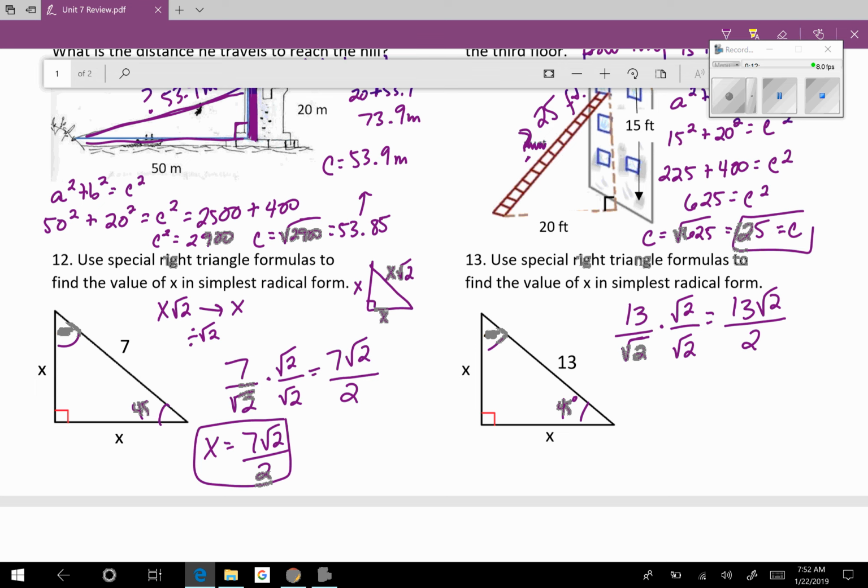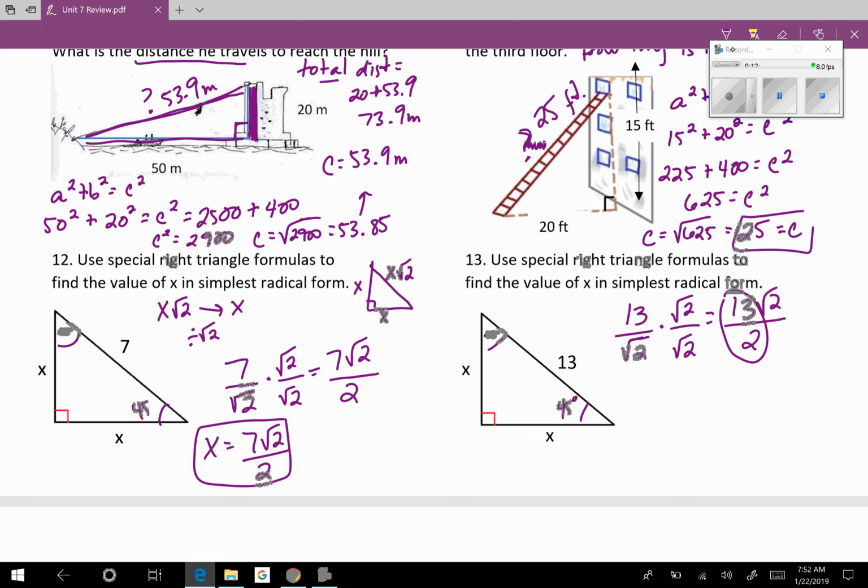And if you have trouble with that, just multiply the bottom in your calculator, and it will show you square root of 2 times the square root of 2 is 2. And then look, 13 and 2. Can you divide those? No, so that's just how it stays. So x is 13 square roots of 2 over 2.